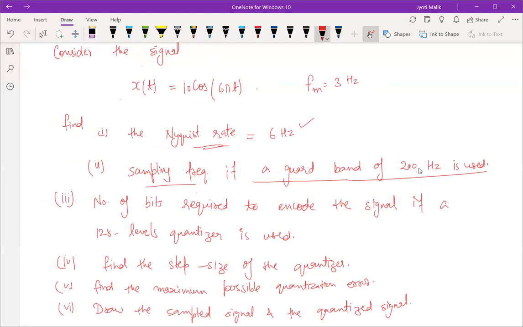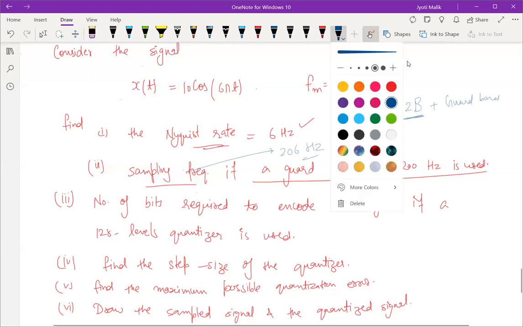Let me think. So it will be 12, isn't it? 2 times 6, 12 plus 200, so 212. Wait. 2 times B, not 2 times Nyquist rate. 2B is the Nyquist rate. Oh, 2B. So it's 6, 206. Very good. So it's 2 times 3. Yes. Okay. Next.